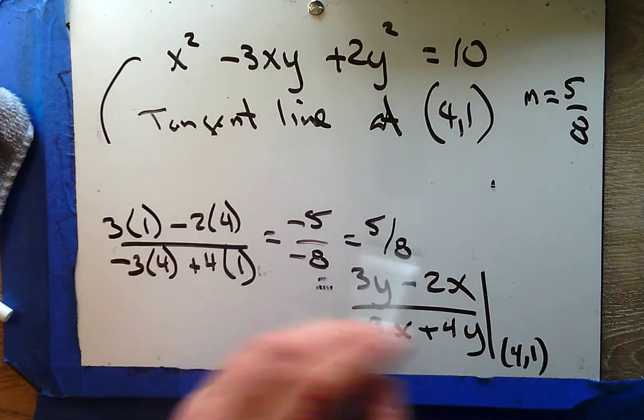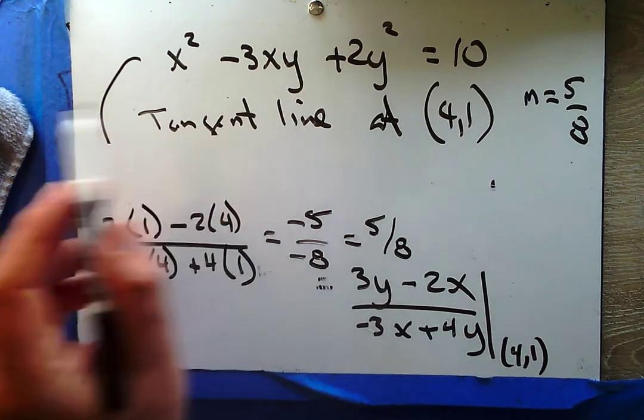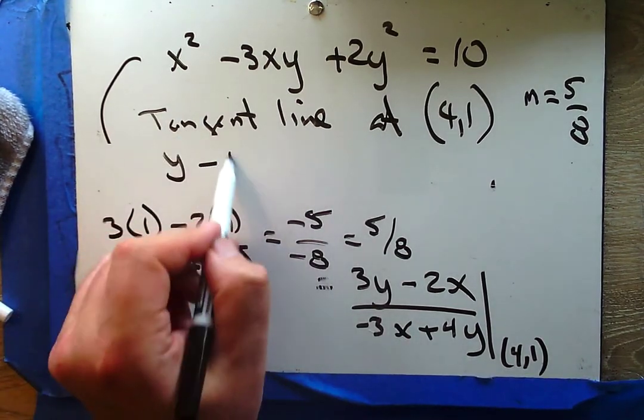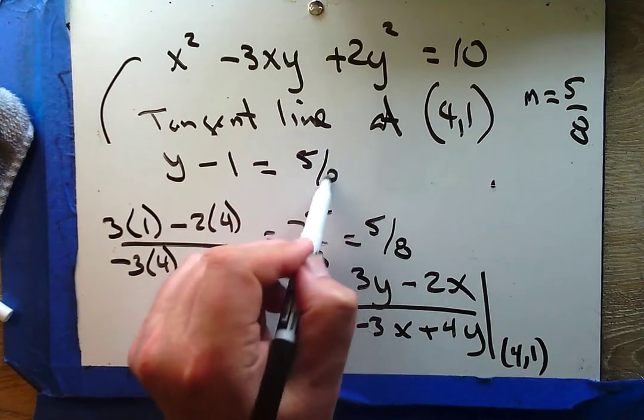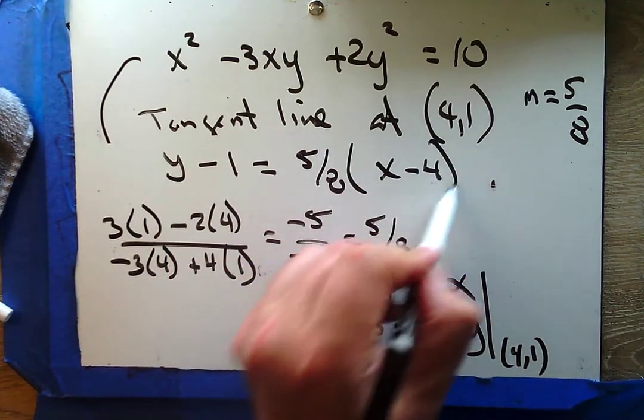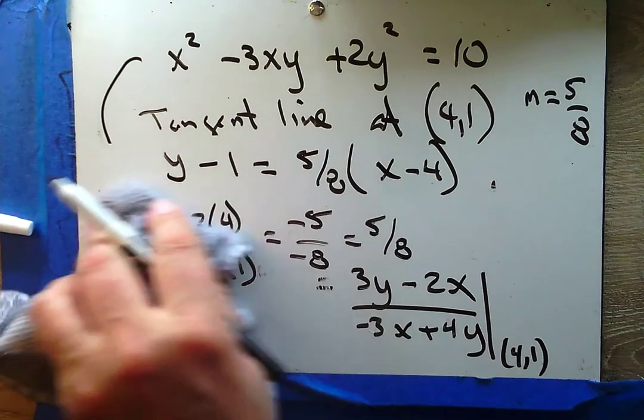And I'm ready to write my tangent line. So y minus 1 equals 5/8 times (x minus 4). All done. No problem. Piece of cake.